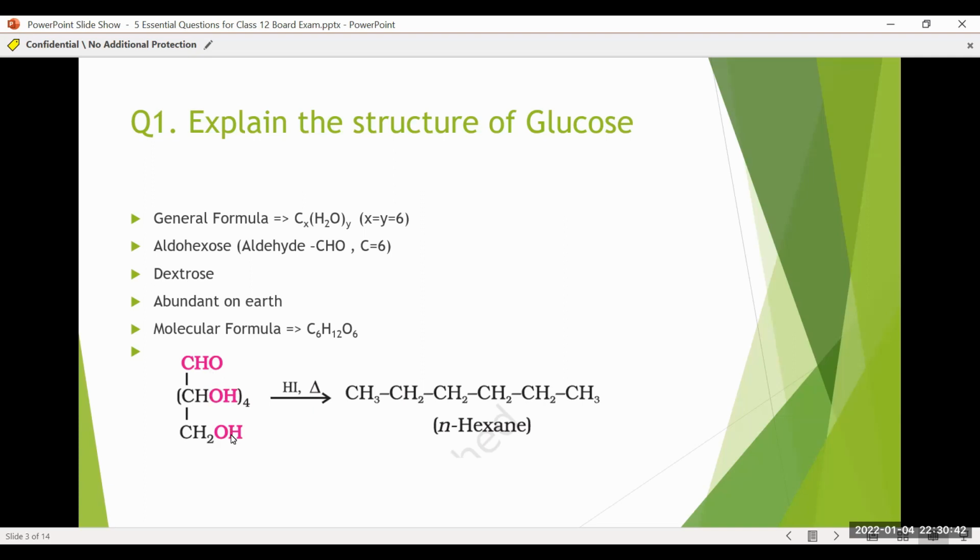It gets reduced completely with HI on heating, and finally on reduction, after removing the oxygen, it is converted to a 6 carbon atom compound called n-hexane. N means normal hexane, a straight chain compound with 6 carbon atoms. You can see here, students, there are 6 carbon atoms in the chain. That means glucose must have 6 carbon atoms. It is a proof of 6 carbon atoms in glucose.